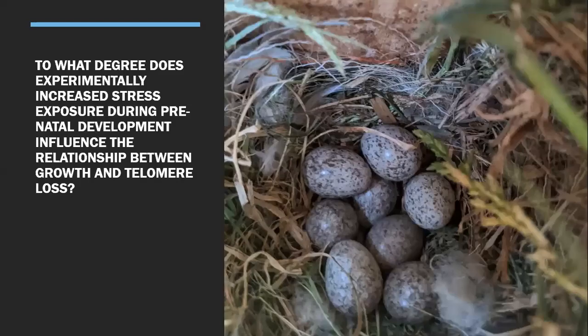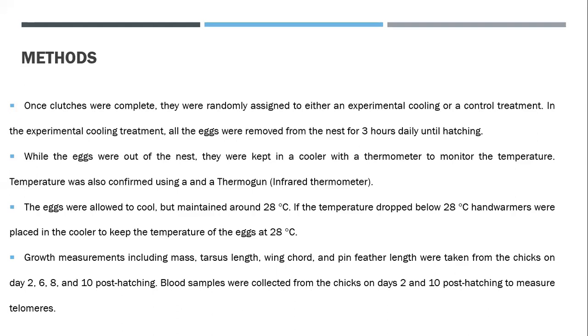So for this experiment, what I did was I cooled the eggs. This question is basically, how does experimentally induced stress during prenatal development affect the relationship? So once the clutches were complete, we assigned the nest to either cool or control treatment. For the cooled ones, we took the eggs out every day for 3 hours until they hatched, and they were maintained around 28 degrees Celsius. Birds usually incubate their eggs around 36, 38 degrees Celsius, so we brought it down to around 28.